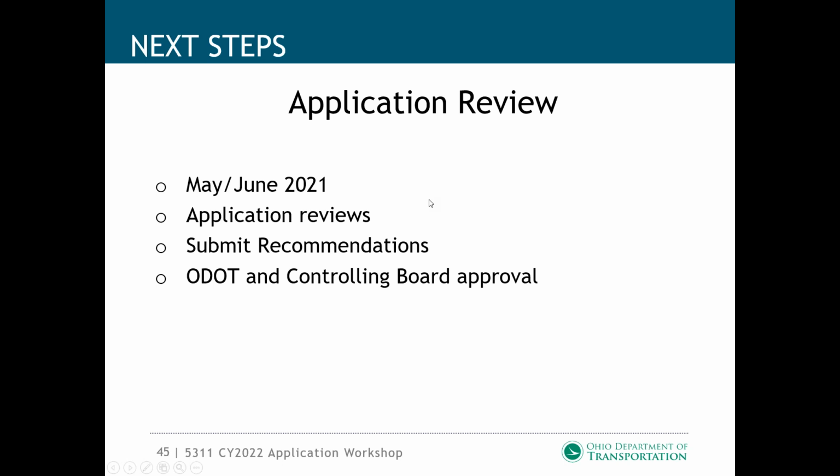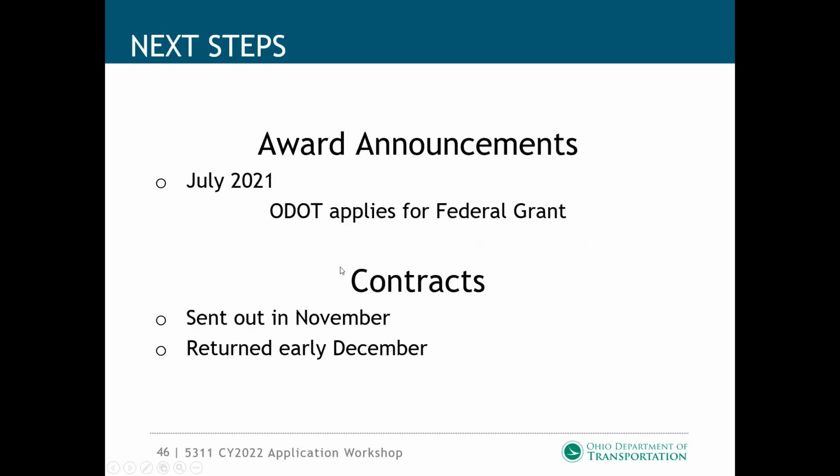ODOT will then be reviewing those applications in May and June. We'll be completing application reviews and submitting recommendations to ODOT management, who will then submit that information to the ODOT administration and the state controlling board. All the recommendations do have to be approved by the state controlling board before we can make any contracts or award announcements. So our goal is to make those award announcements in July. Once we make those award announcements, ODOT will also have to complete their grant application to FTA and then get that approved.